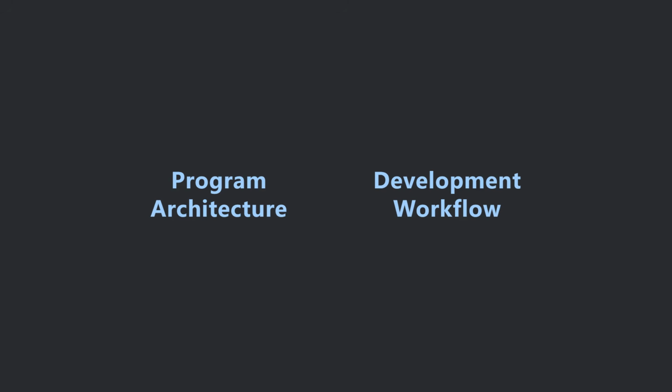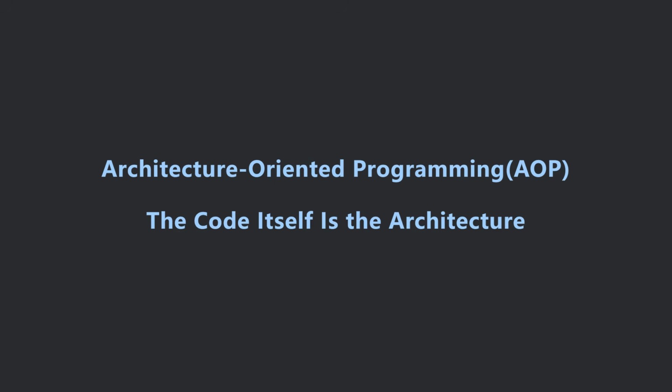Designing syntax isn't about designing syntax itself, but about designing program architecture and development processes. Programmers first envision an architecture, then design the syntax. The syntax is simply a means to more easily implement that architecture. Using the syntax described in this video, you can write programs that resemble a logical architecture. I call this the architecture-oriented programming paradigm. The code itself is the architecture. The code itself is its own module architecture diagram.